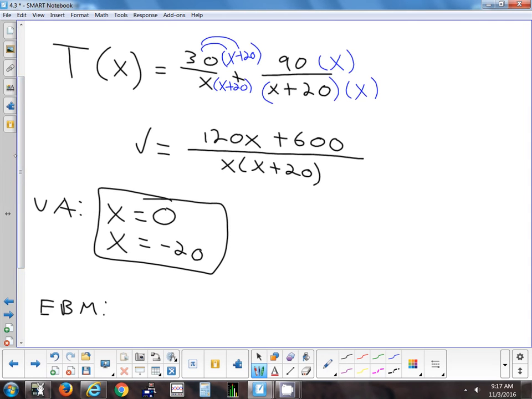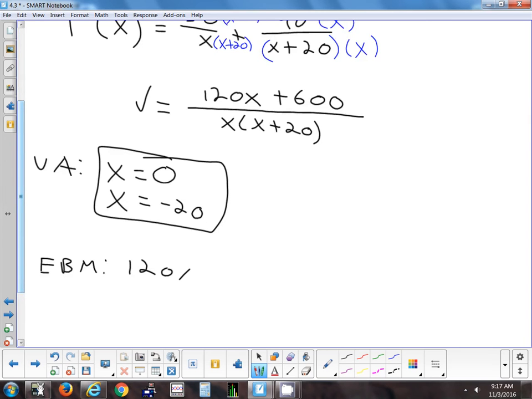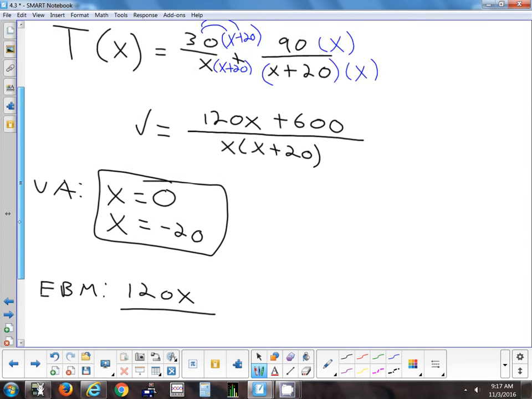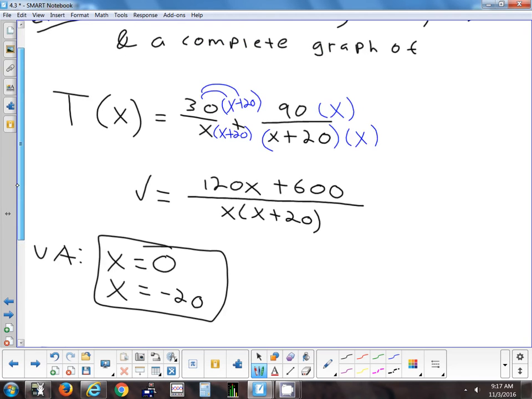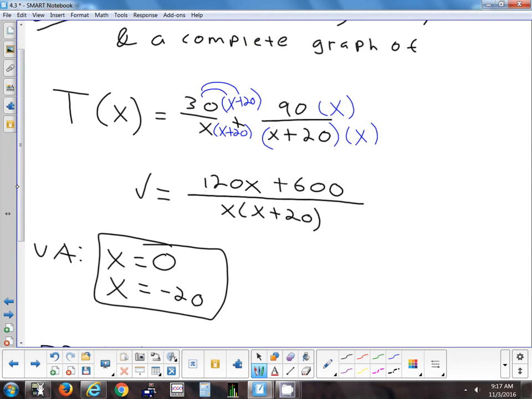120x. You might not have seen it was 120x if you wrote it as two separate fractions, but now you can because it's all combined together. That's why I did that. And be careful here. What would be the highest degree term in the bottom? X. Nope, not x plus 20. The highest degree term is not written right now. It would be x squared. If you did it out, it's x squared plus 20x. So you've got to keep that in mind.